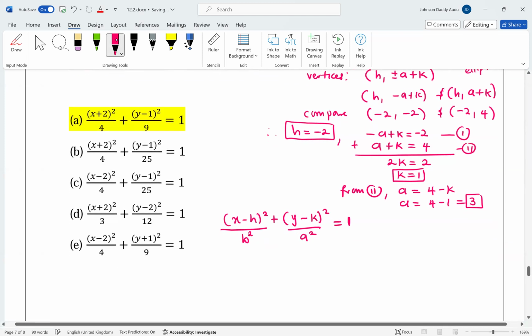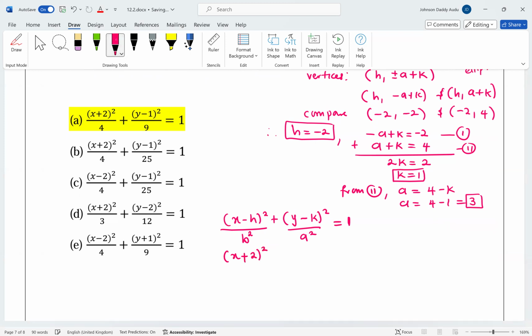Now, let's plug in the details. We have x minus h. What is h? H is already minus 2. So here will become plus 2 squared over b squared. We don't know what is b yet. Plus y minus k. What is k? K is 1, so this is minus 1 squared over a squared. A is known, so a squared is just going to be 9, and this is equals to 1.